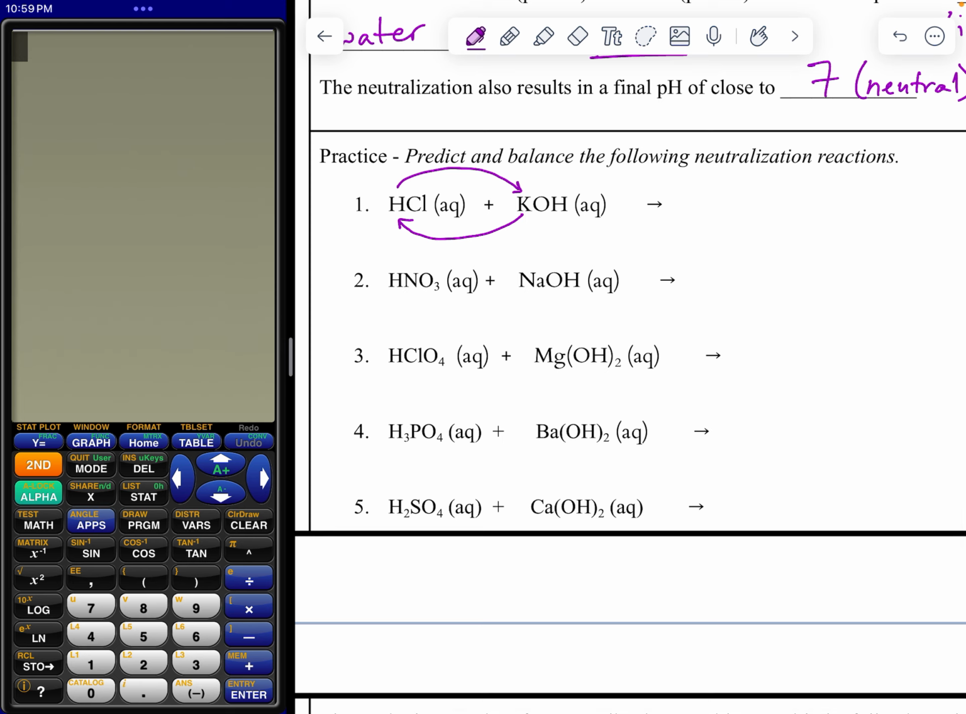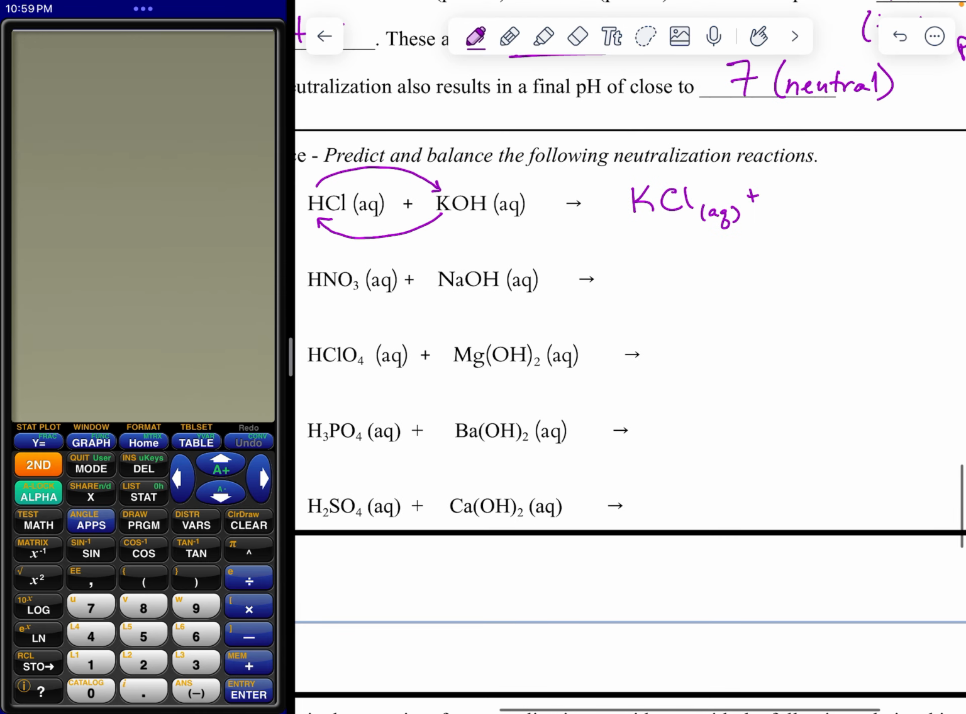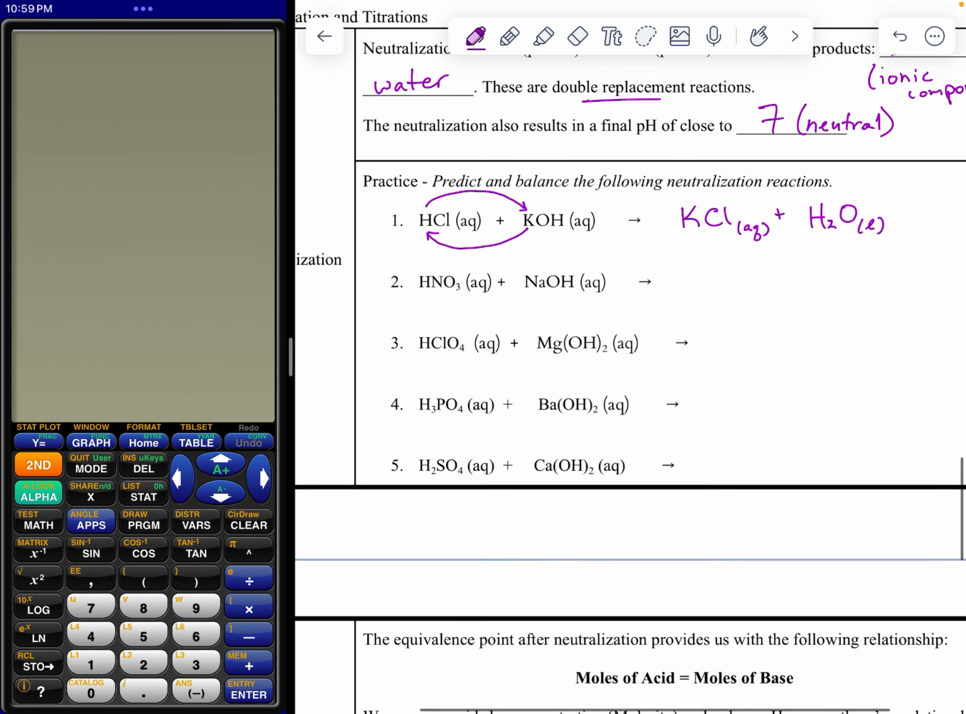And it doesn't matter what order you put these products in. I usually do the salt first. The salt is going to be the positive ion, the cation there, which is potassium here, and the anion there, which is chlorine, and that is going to be aqueous. So that's our ionic salt and water. All right. So that's pretty much our template for these. So these are just straight up double replacement reactions forming an ionic salt.